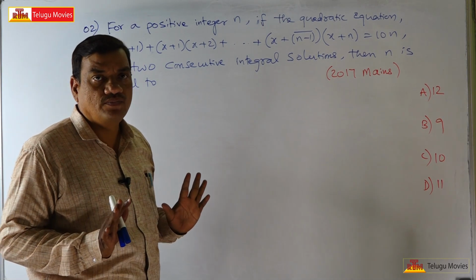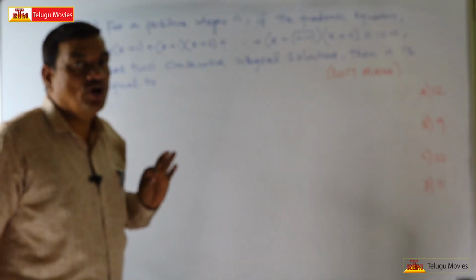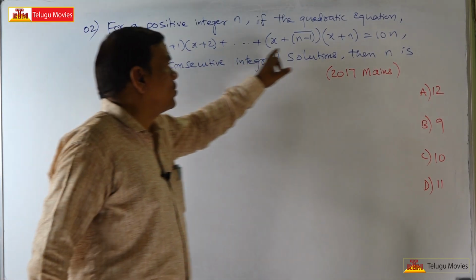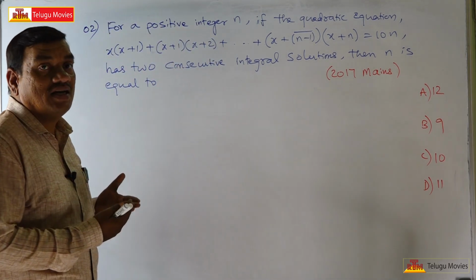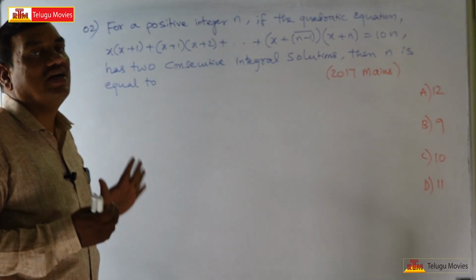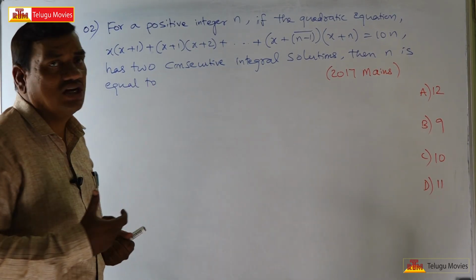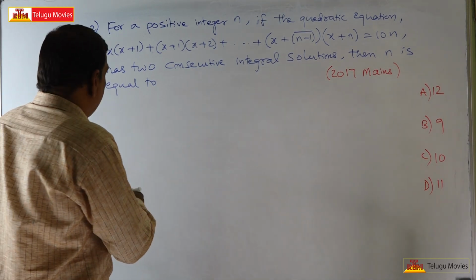Very easy problem. First of all, n is a positive integer, and it is a quadratic equation. Converting that into the general form, ax square plus bx plus c, is very important. If you convert that into general form, the problem is over. Then how to convert it? Let us see this.